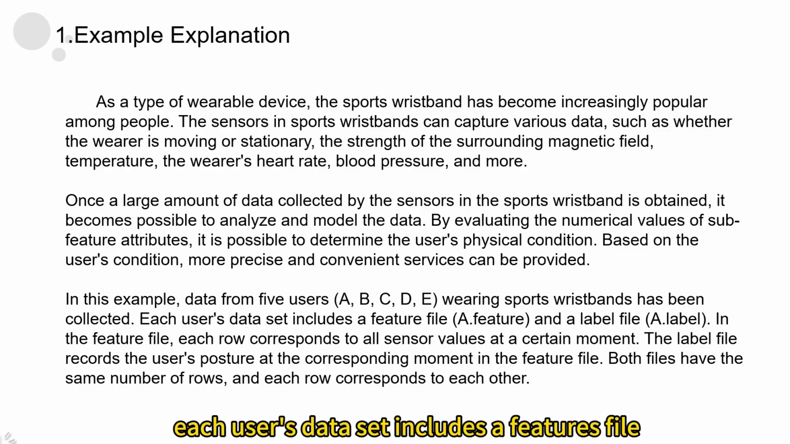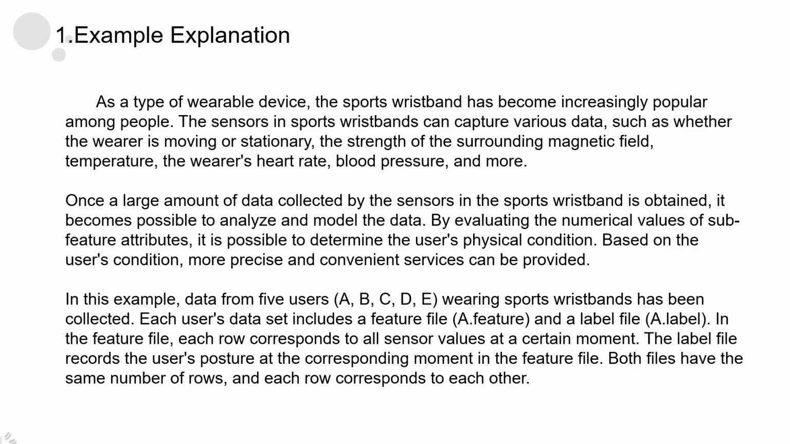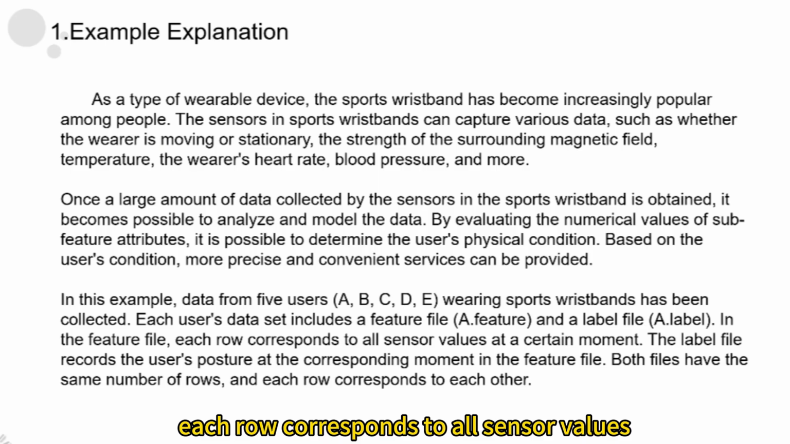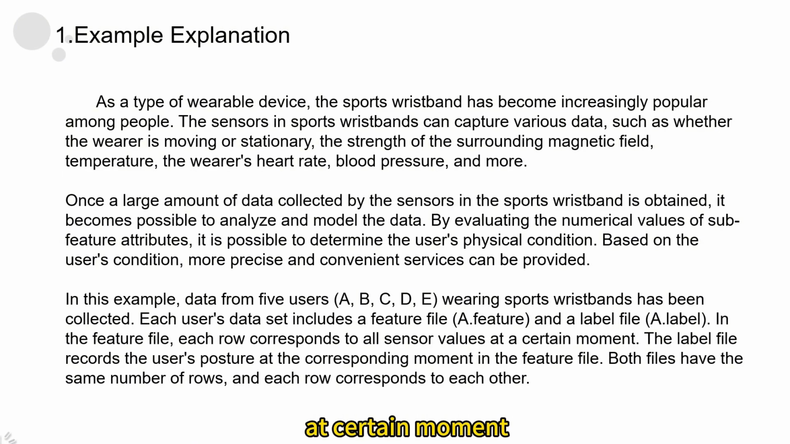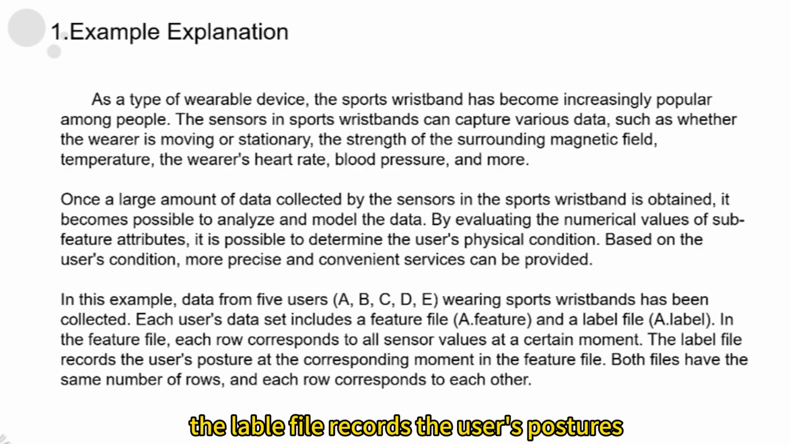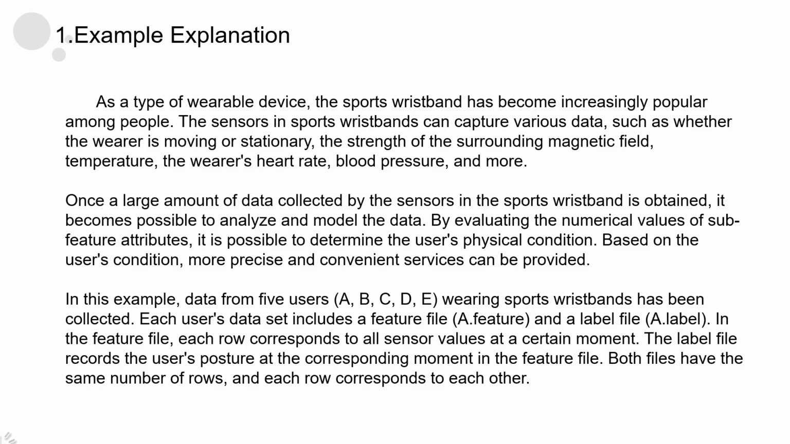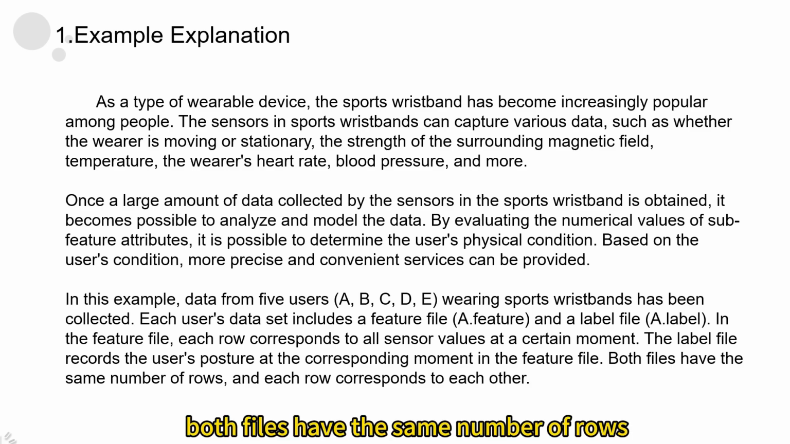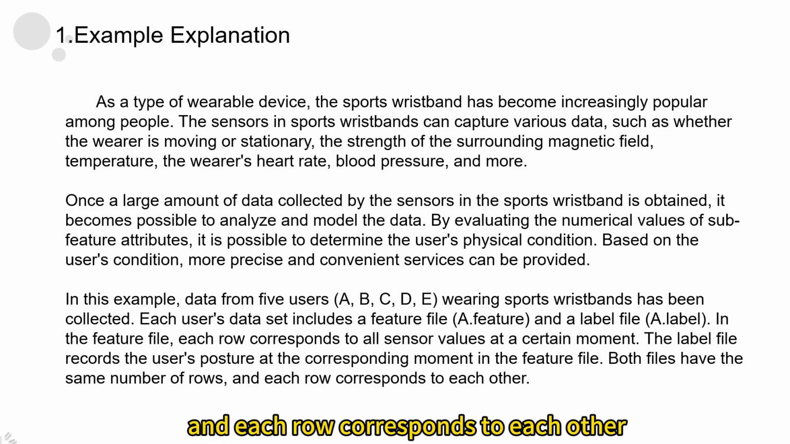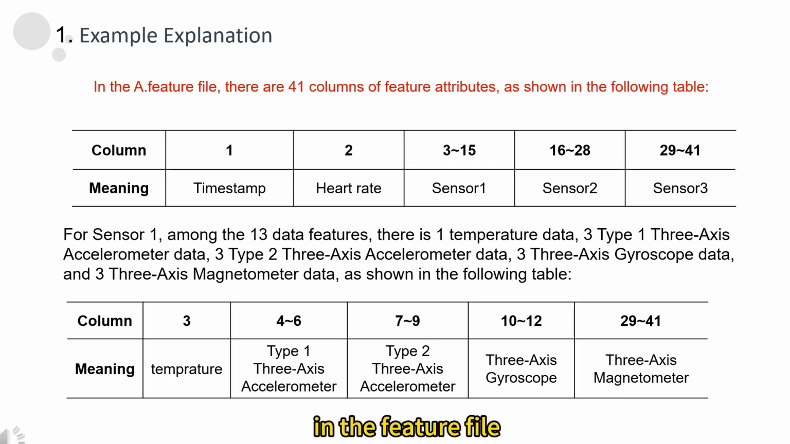Each user's data set includes a features file and a label file. In the feature file, each row corresponds to all sensor values at a certain moment. The label file records the date, users, postures, and the corresponding moment in the feature file. Both files have the same number of rows and each row corresponds to each other. In the feature file, there are 41 columns of feature attributes as shown in the following table.